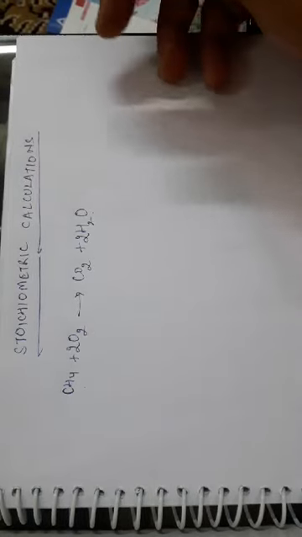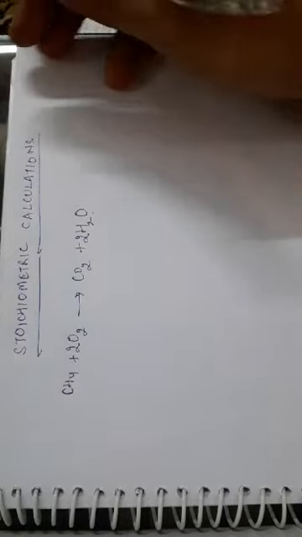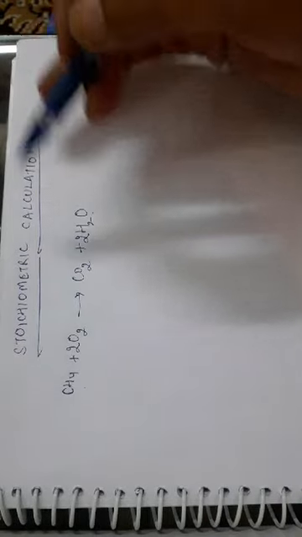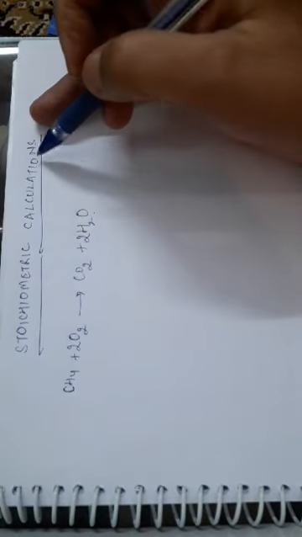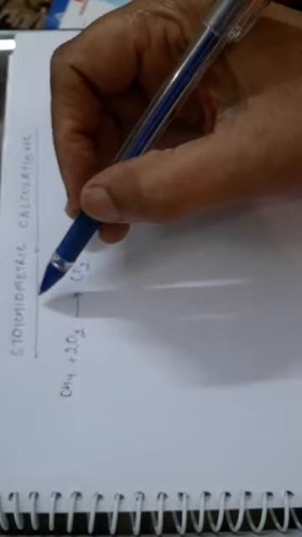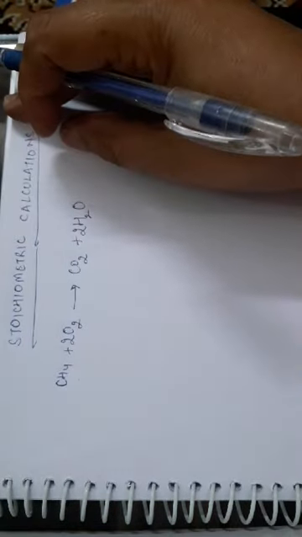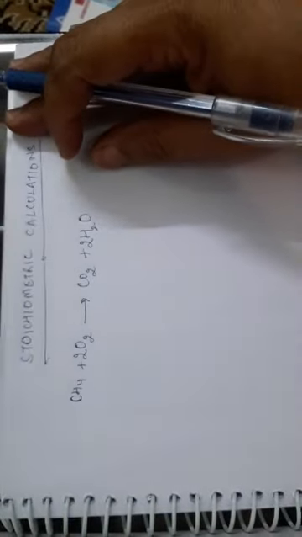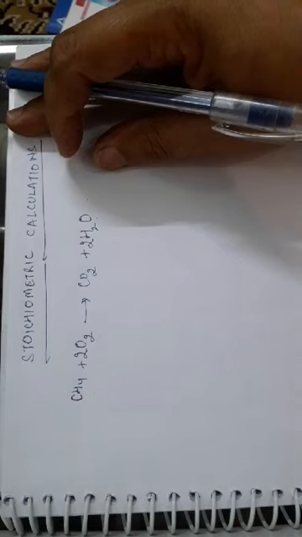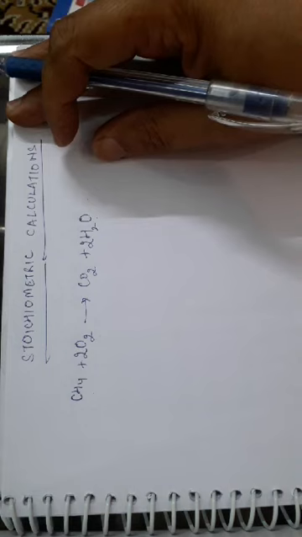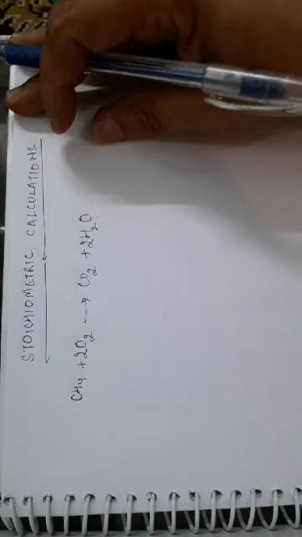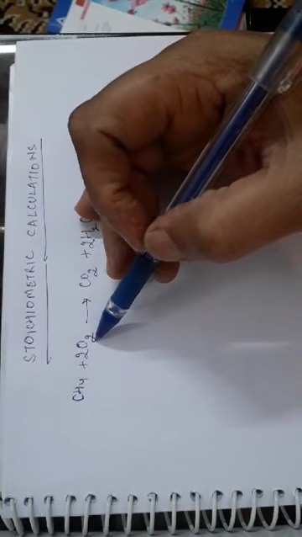Dear students, today we are going to study stoichiometric calculations. The question arises first of all, what is the meaning of stoichiometry, stoichiometric calculations? Stoichiometric calculations give us the idea about the amount of the reactants and the products taking part in the chemical reaction. Taking part means the products are also a part of the chemical reaction, which are produced by the reaction of reactants. We'll understand it with the help of a chemical equation which is the combustion of methane.